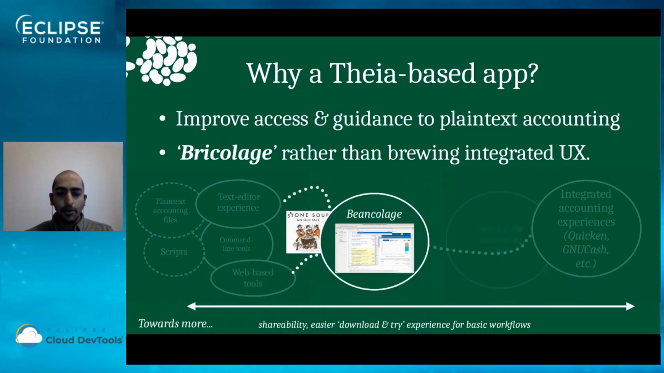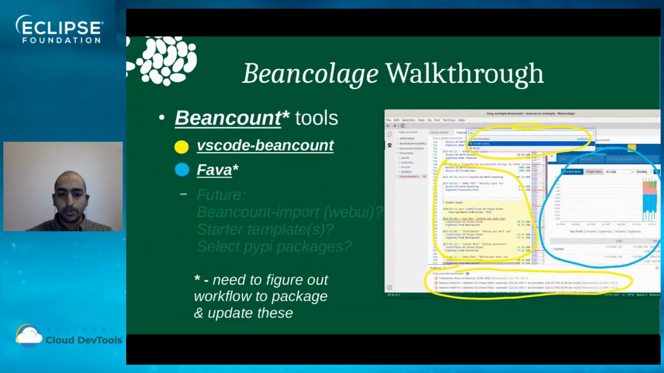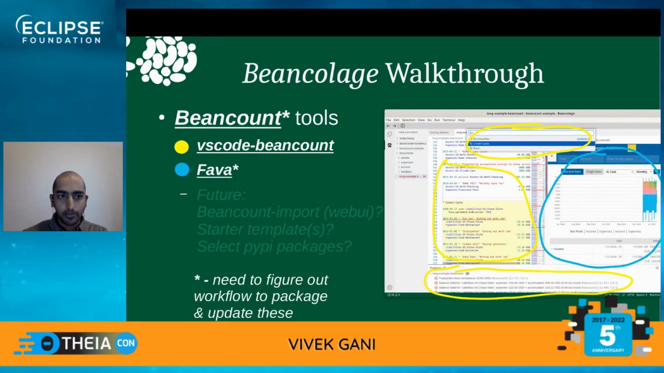So I've been working on a prototype called Bean Collage. And to give a quick walkthrough, it tries to put existing tools from the BeanCount ecosystem, which is mostly open source, together. For example, there is a VS Code extension called VS Code BeanCount, which I can also get from OpenVSX, and a reporting web UI called Fava.